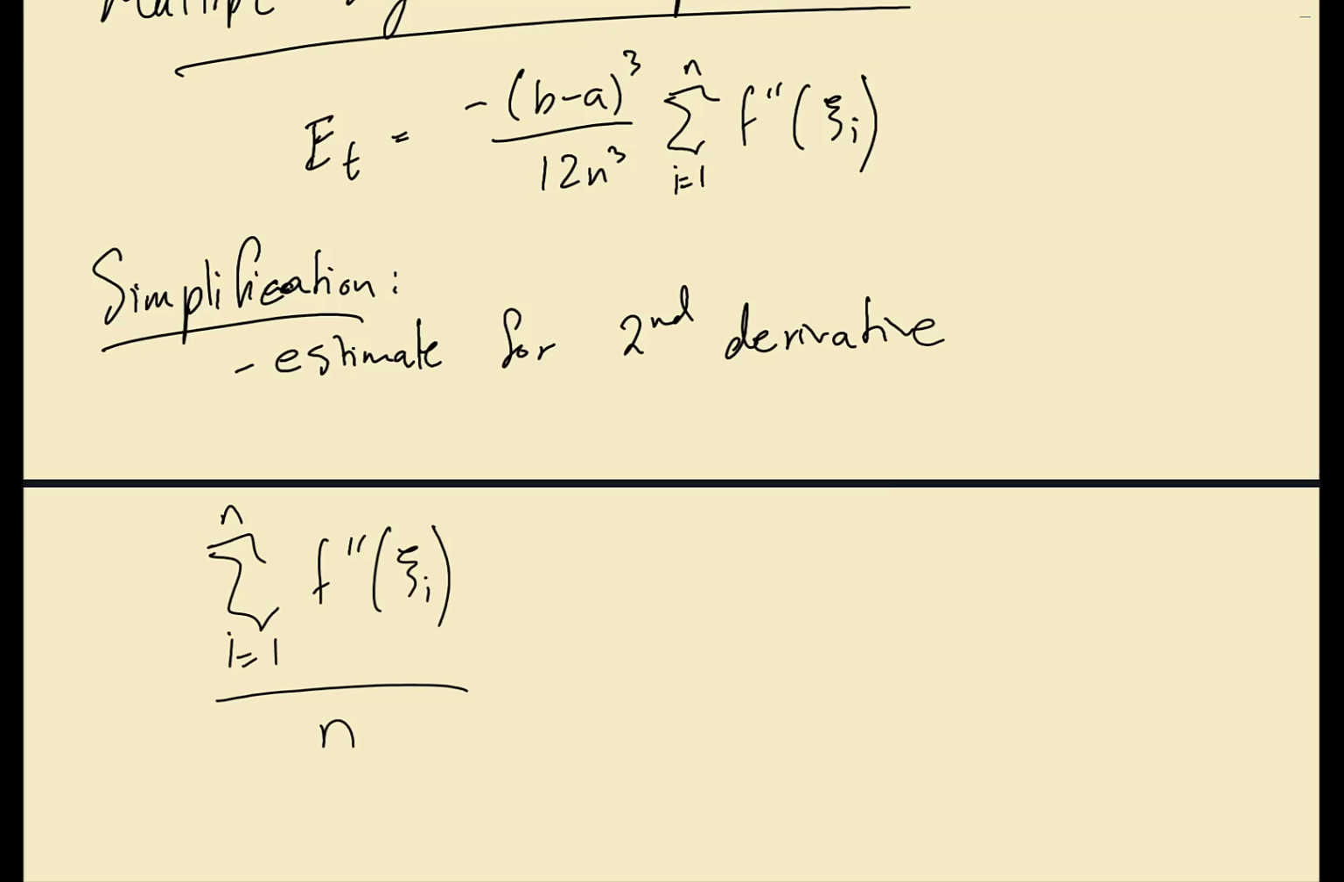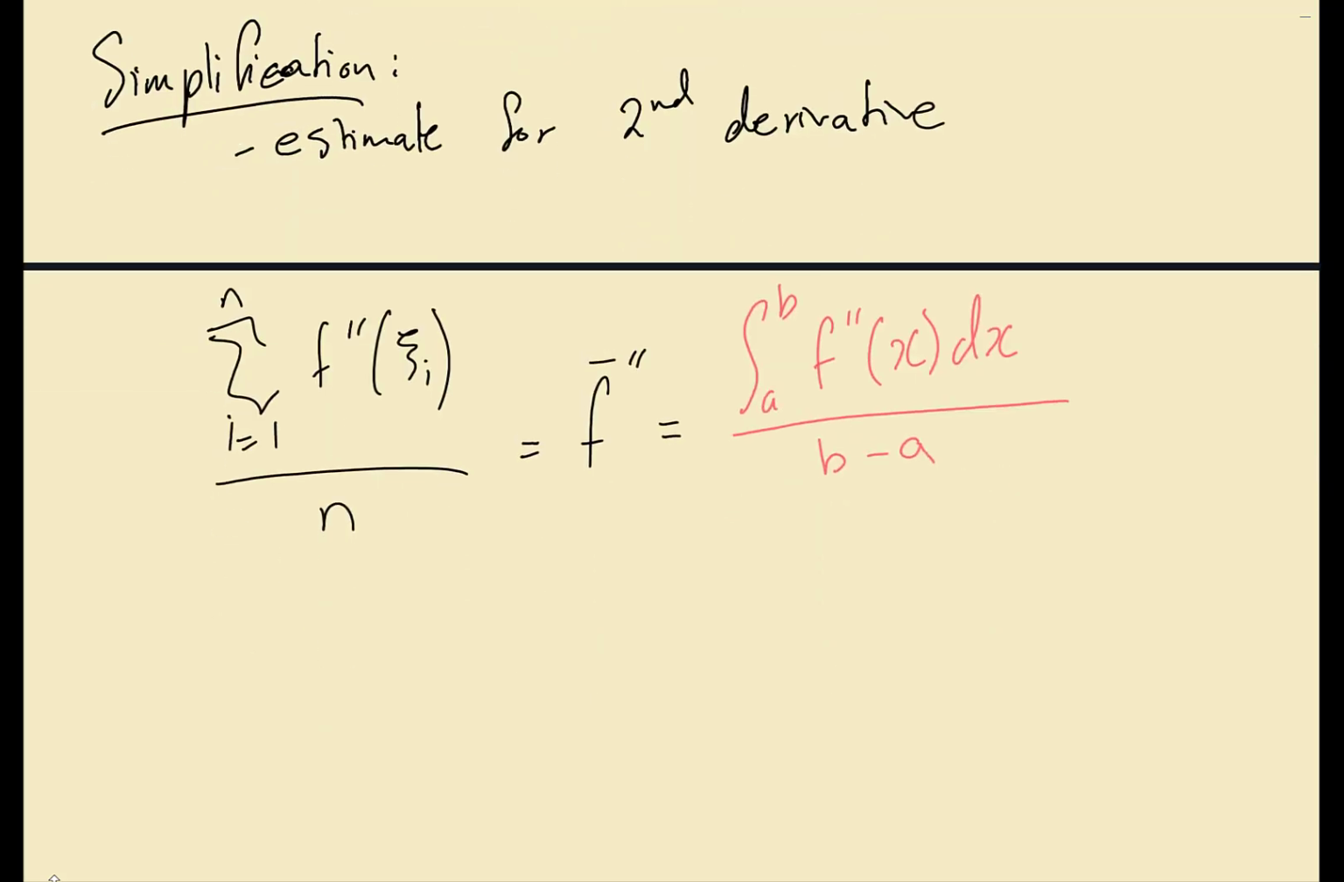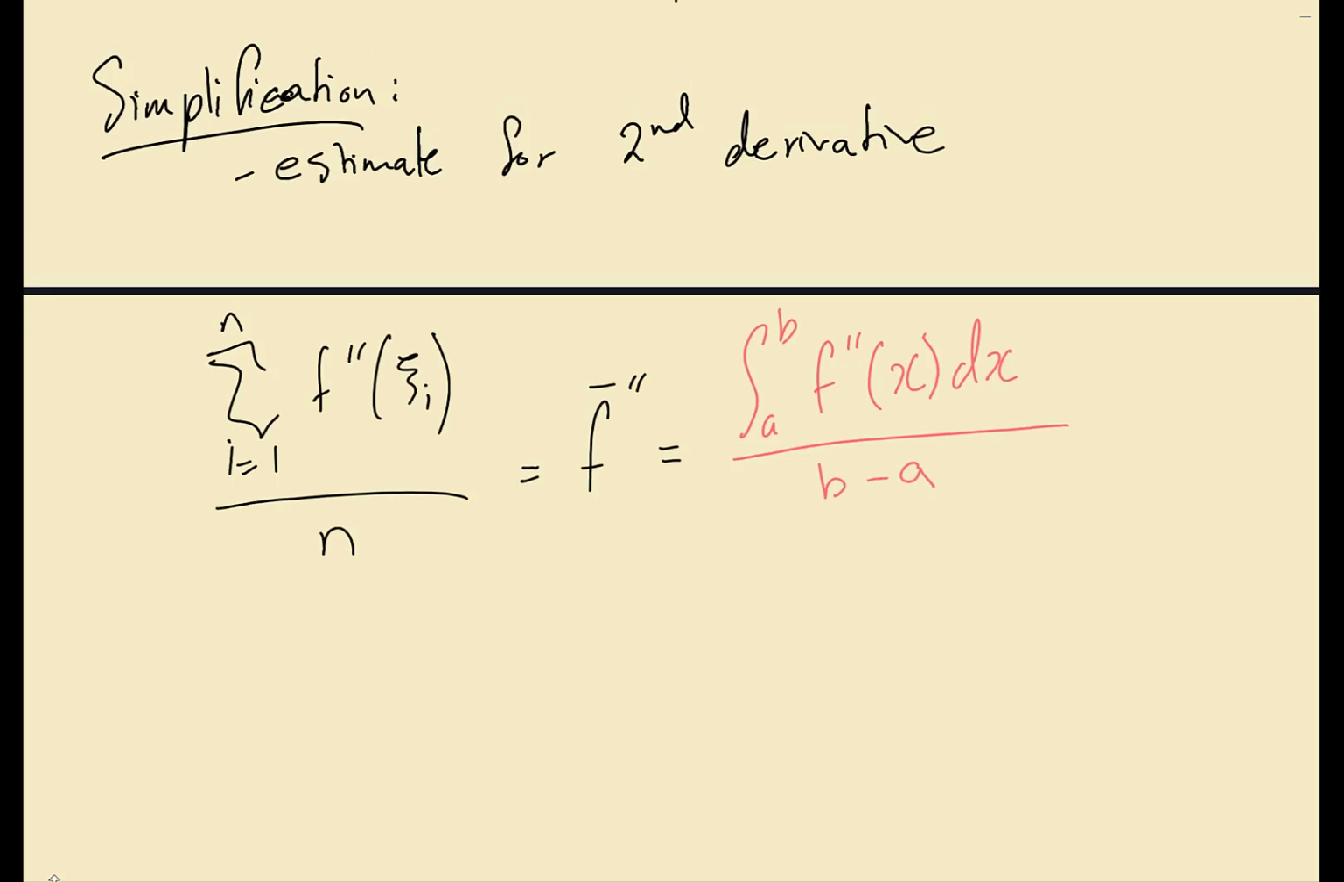And this is represented by this variable, where it's equal to the integral from a to b of the second derivative at x dx, divided by b minus a. In a way, when we're trying to find the average, we're basically trying to find the integral divided by the entire segment.